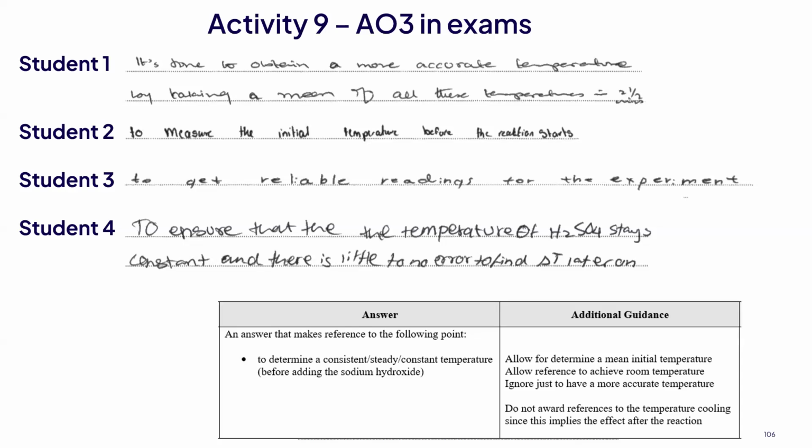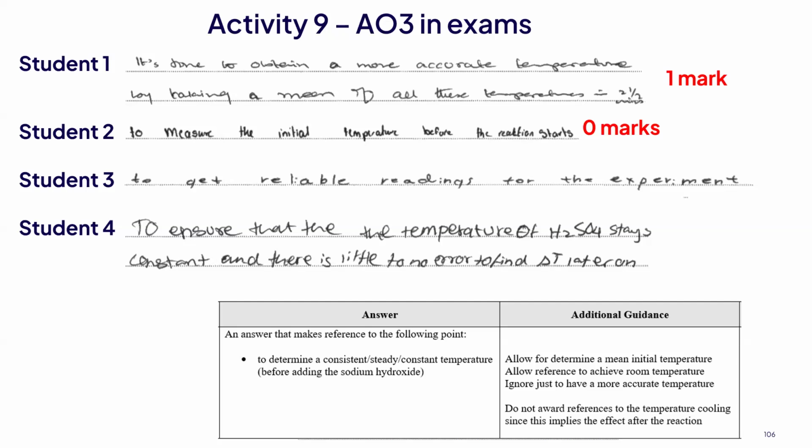Student 1: it's done to obtain a more accurate temperature, which is an ignore, by taking a mean of all of these temperatures. To achieve a mean initial temperature is an allow under additional guidance, so 1 mark. Student 2: to measure the initial temperature. That's not sufficient. It's not telling us about determining a steady or constant temperature. So just to measure the initial temperature is not enough. It had to be the mean initial temperature.